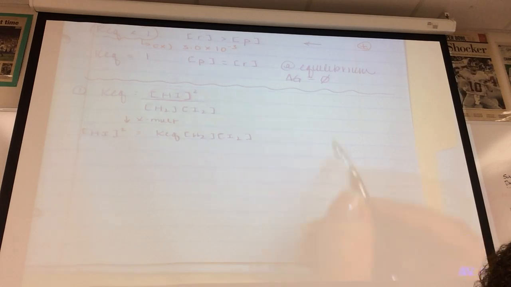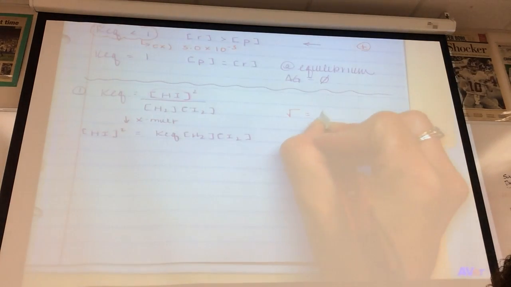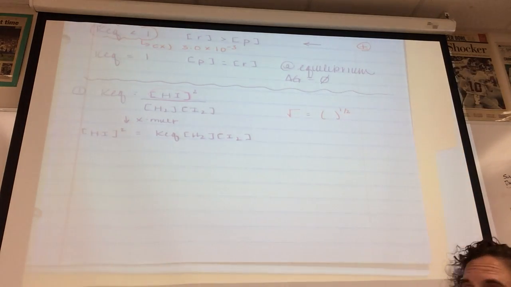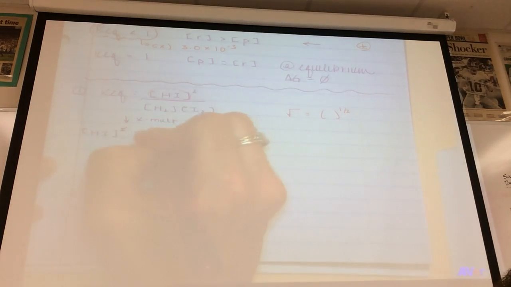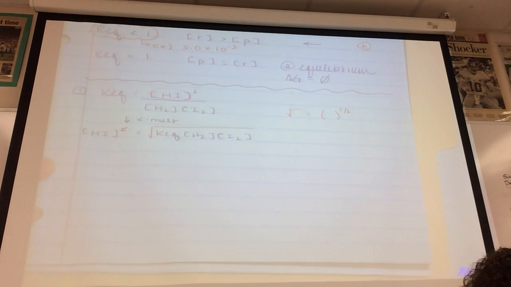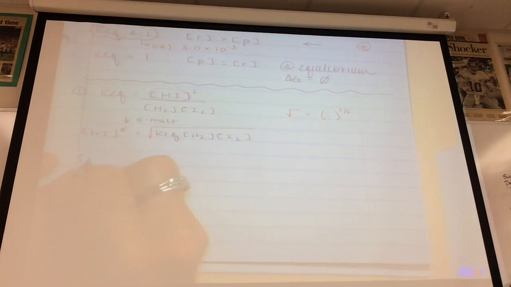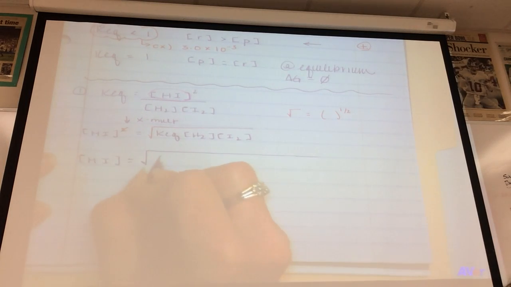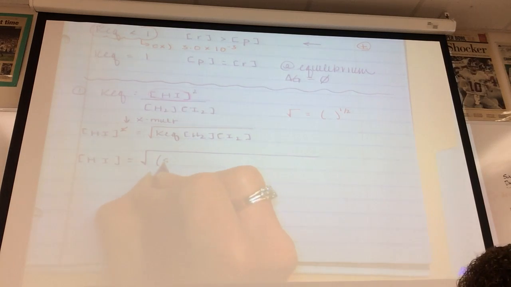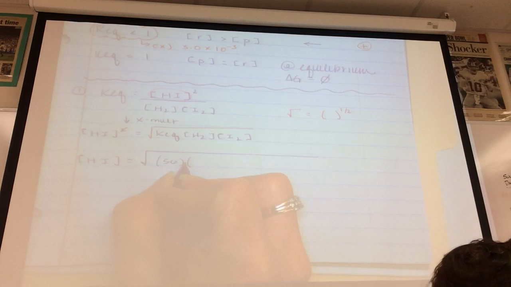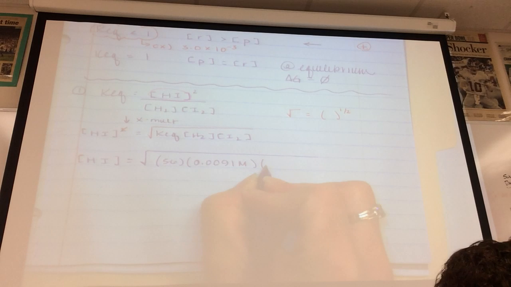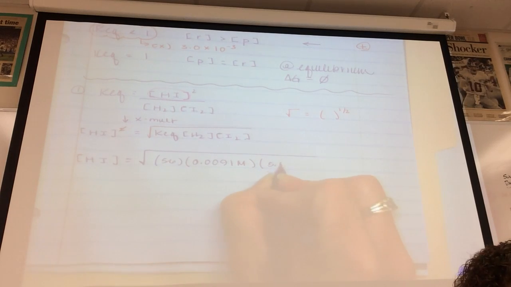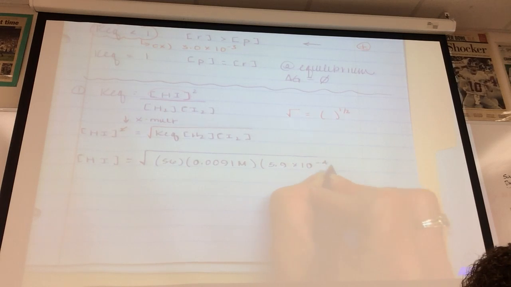And you know that the square root is the same thing as the 1/2 power, correct? Yes? I mentioned that here, you'll see why. So I'm going to take the radical of this. Now I'm ready to plug and chug away. I've got hydrogen iodide concentration is equal to KEQ was given as 56. Hydrogen gas at 0.0091 molar. Iodine at 5.9 times 10 to the negative 4 molar.